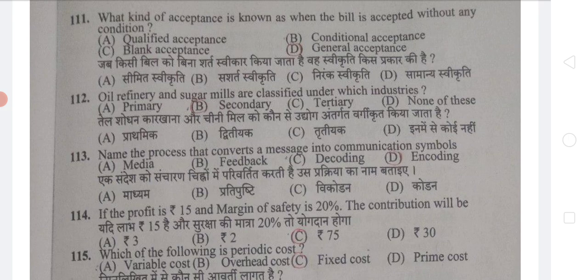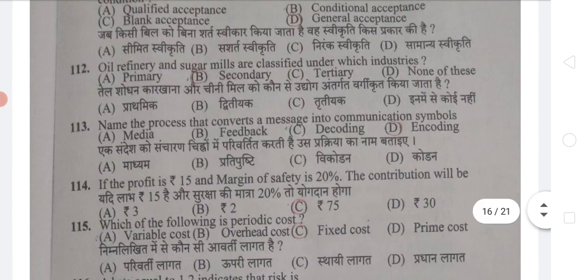G. General acceptance. Oil refinery and sugar mills are classified under which industries? B. Secondary. Name the process that converts a message into communication symbols. D. Encoding. If the profit is rupees 15 and margin of safety is 20%, the contribution will be C. rupees 75. Which of the following is a periodic cost? C. Fixed cost.